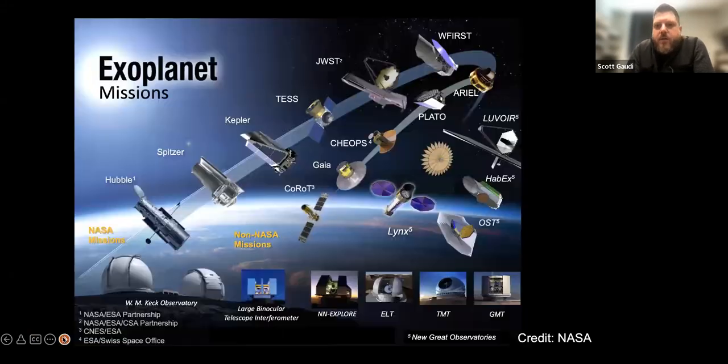And with that, I'll say thank you, and I'll leave up this slide, which just shows the amazing prospects that we have for future exoplanet missions and telescopes.